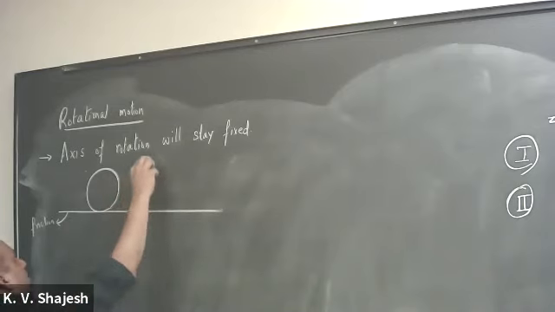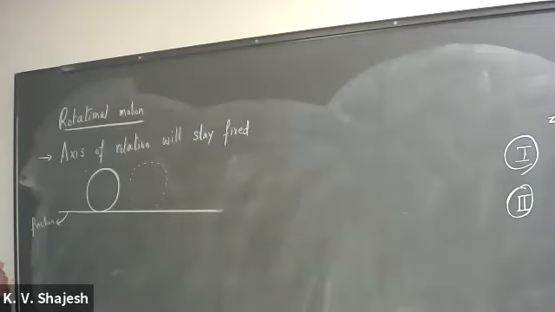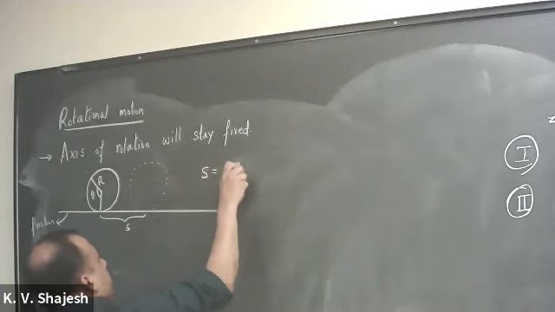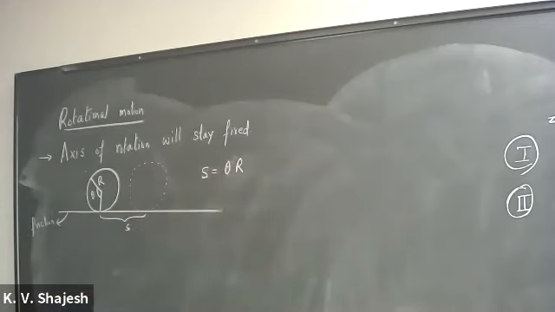So that's your motion here. So that's S, and this is your reference. So let's say this is your angle theta, and this could be your radius R. And what we are saying is that the amount of distance s traveled here is exactly equal to angle theta times the radius r. So that's a constraint we are putting.